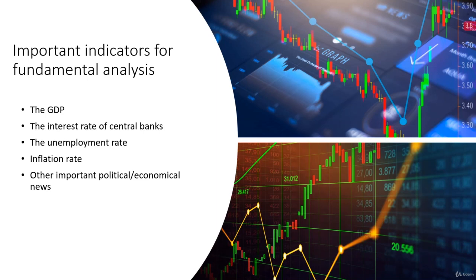Next thing, the unemployment rate. So what is the unemployment rate? It's simply the number of unemployed people, put in a percentage, in a certain country. So usually, normally in the US, the unemployment rate is something between 5 and 9%, something like this. Sometimes it's a bit lower, sometimes it's a bit higher.